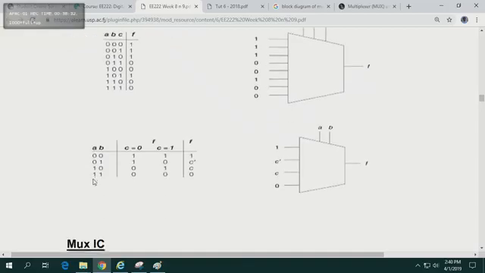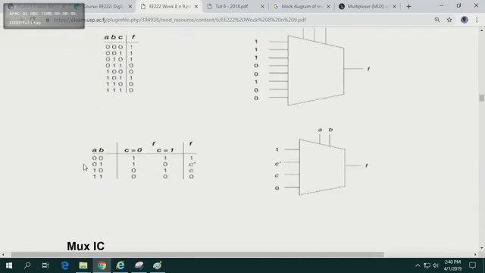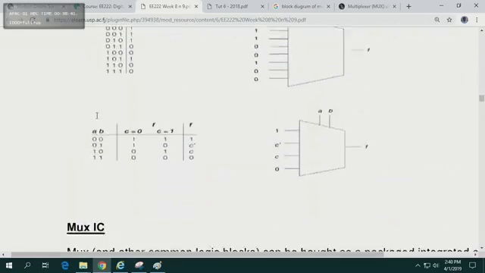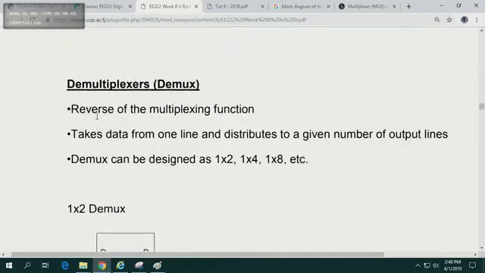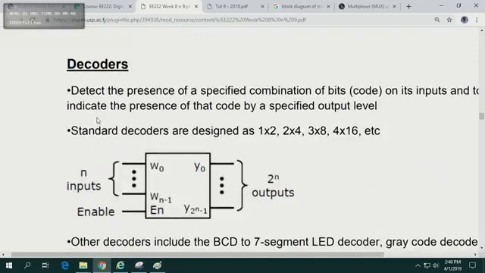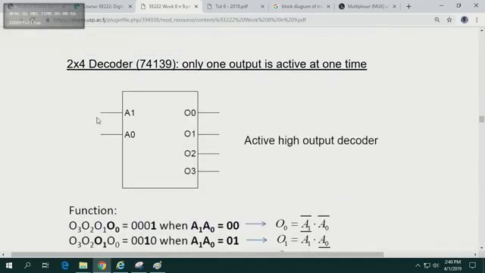I want you to take note of this, okay? And we'll come and do it in the next lecture as well. In the meantime, I'm going to just quickly go to the decoder part. There's something known as a demux. We'll have a look at that next on Wednesday. I want to show you a decoder.